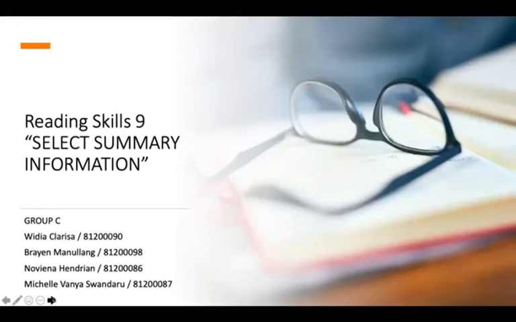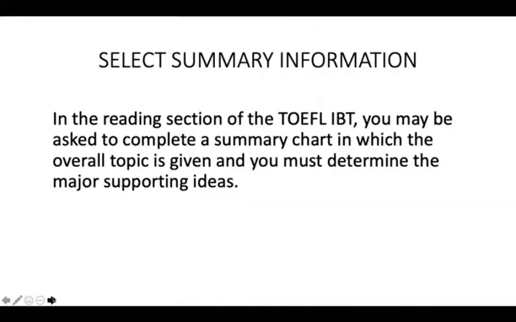We will talk about reading skills 9 and 10 in TOEFL iBT. We start with reading skill 9, select summary information. In reading skill 9, you may be asked to complete a summary chart in which the overall topic is given. After that, you must determine the major supporting ideas.